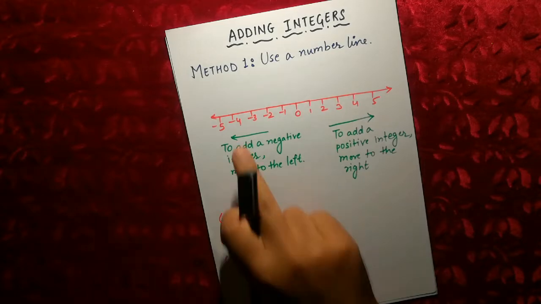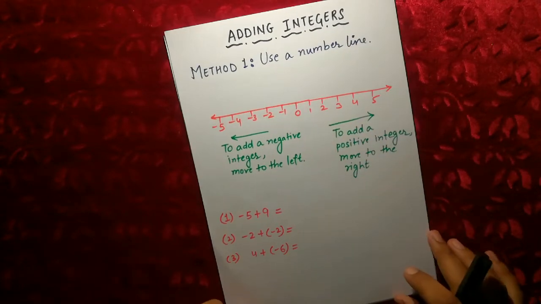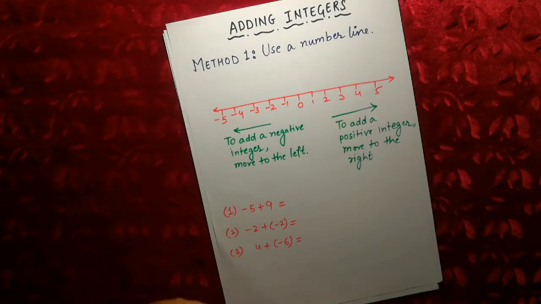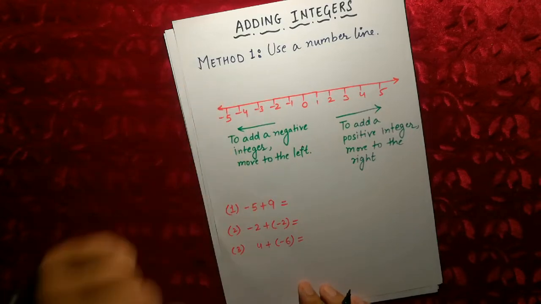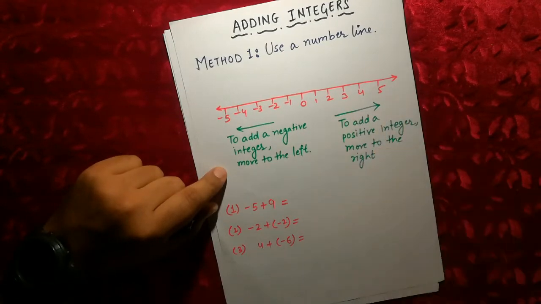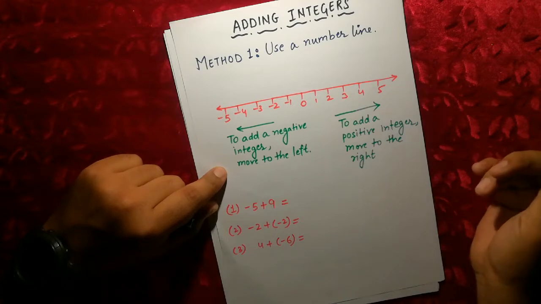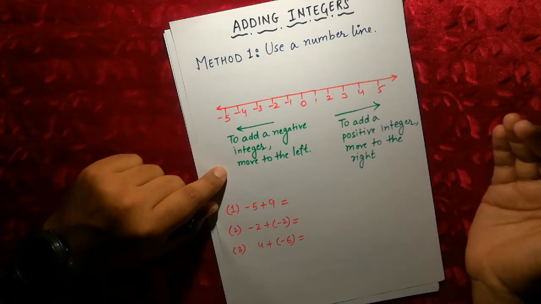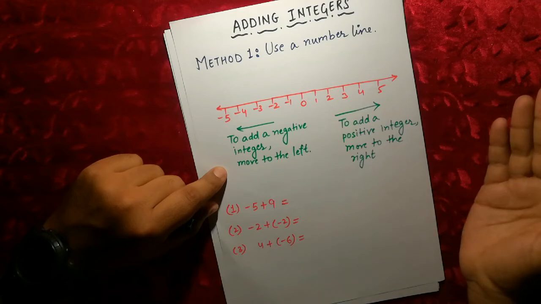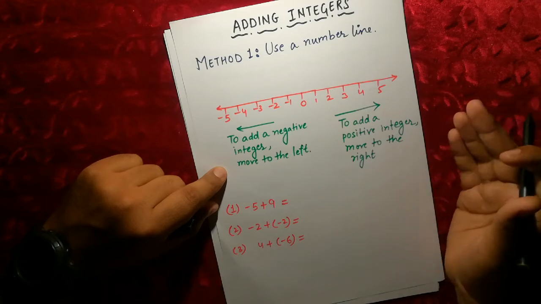A number line is a line which represents both negative and positive integers. On the left side there are negative integers, and on the right side there are positive integers. So when we have to add a positive integer on a number line, we move to the right, or when we have to add a negative integer, we move to the left.